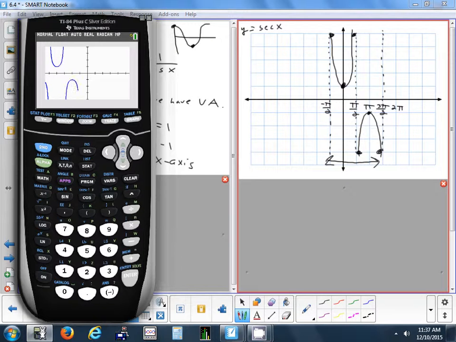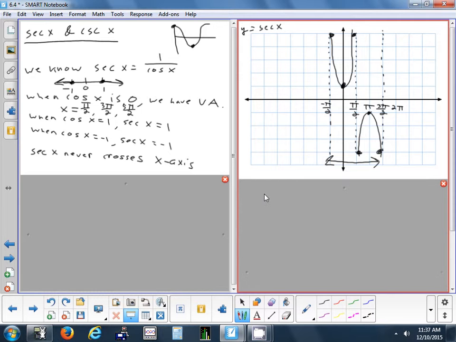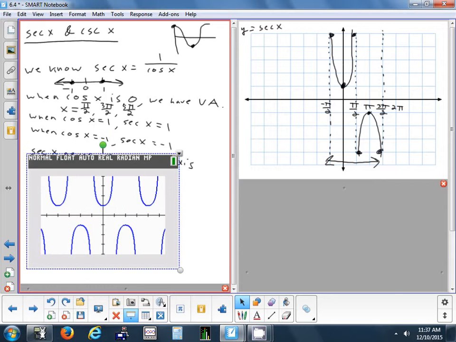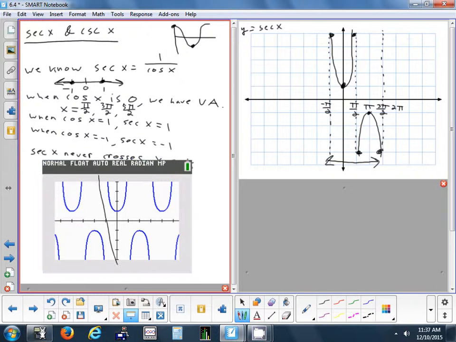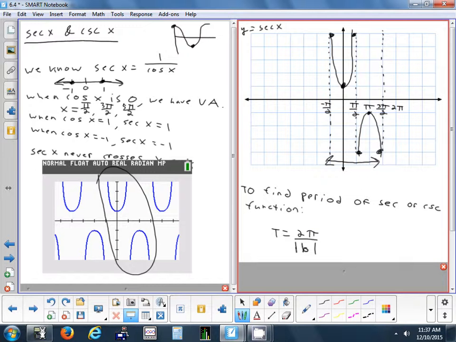Okay, if you do zoom 7, it breaks off part of a section. I showed you guys this part right there. Okay, and if you just copy and paste that, that's what the graph of secant looks like. So that's 1 period. To get a full period of secant, you've got to have the U shape and the N shape.